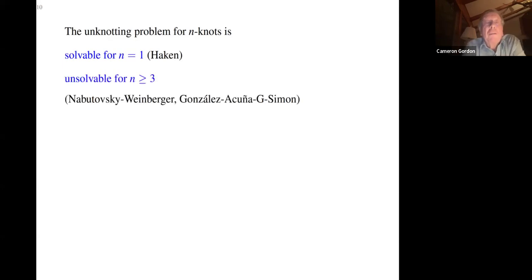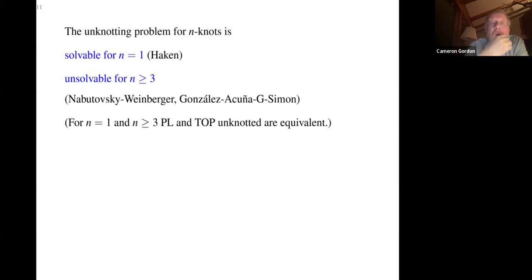For n greater than or equal to 3, it's unsolvable. This was proved by Nabutovsky and Weinberger. A different proof was given by González-Acuña, Jonathan Simon, and myself. So it's unsolvable there. And I might mention that in those dimensions, the PL and topological unknotted concepts are in fact equivalent. So there's no need to distinguish them.